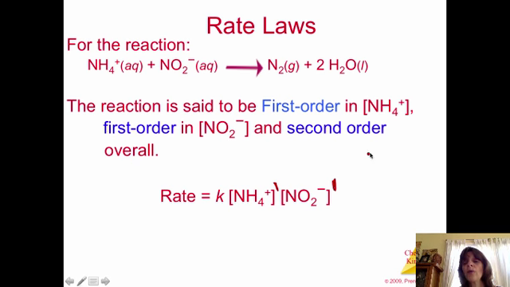Now, for the overall reaction, the rate with respect to the change in both, you would add the two together. The 1 plus the 1 gives you a second order reaction. So overall second order, first order with respect to each individual concentration.